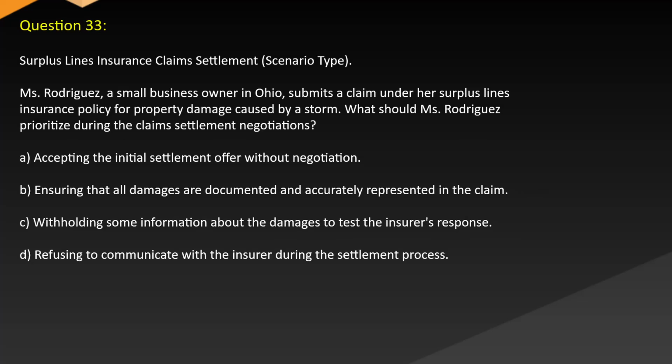3901.19. Question 33. Surplus lines insurance claims settlement scenario type. Ms. Rodriguez, a small business owner in Ohio, submits a claim under her surplus lines insurance policy for property damage caused by a storm. What should Ms. Rodriguez prioritize during the claims settlement negotiations? A. Accepting the initial settlement offer without negotiation. B. Ensuring that all damages are documented and accurately represented in the claim. C. Withholding some information about the damages to test the insurer's response. D. Refusing to communicate with the insurer during the settlement process.